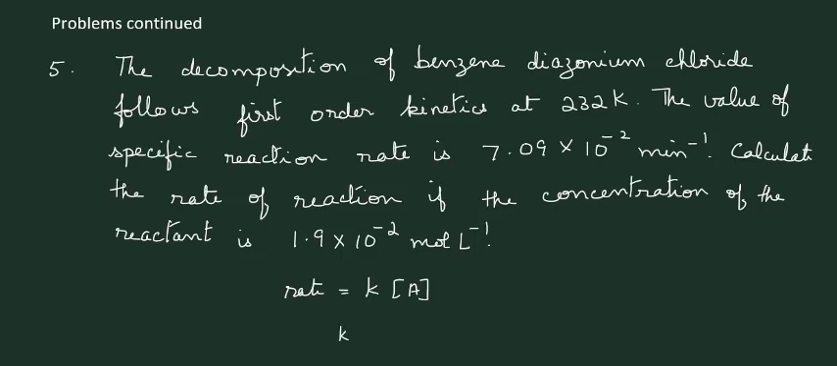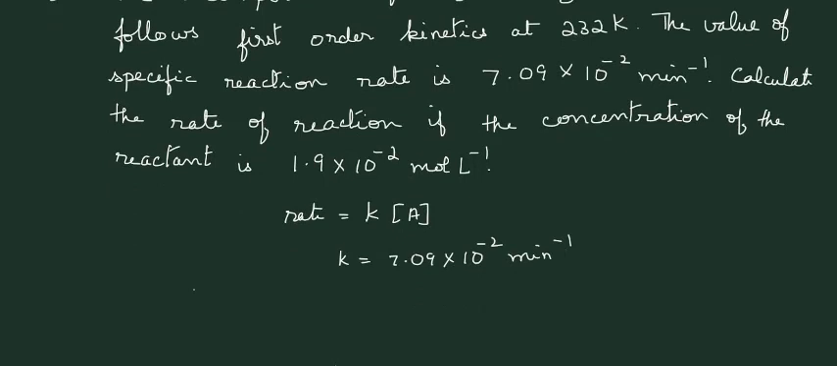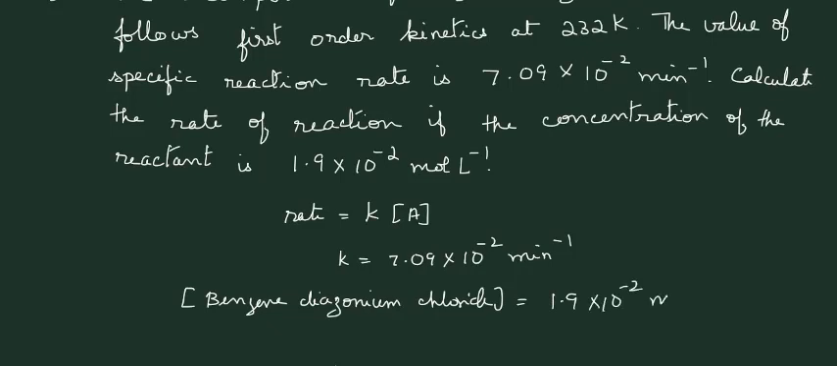K is given as 7.09 into 10 raised to minus 2 minute raised to minus 1, and concentration of benzene diazonium chloride is 1.9 into 10 raised to minus 2 moles per liter.